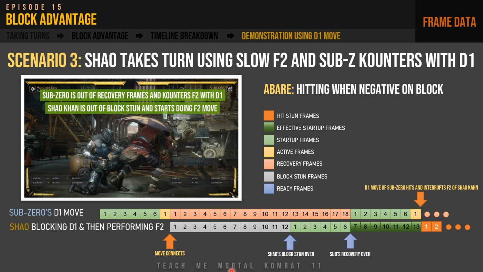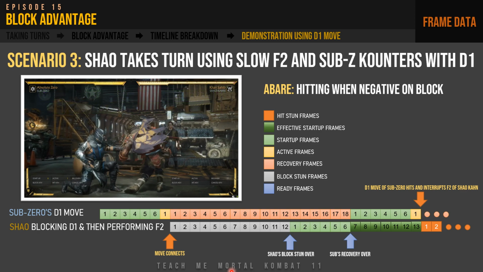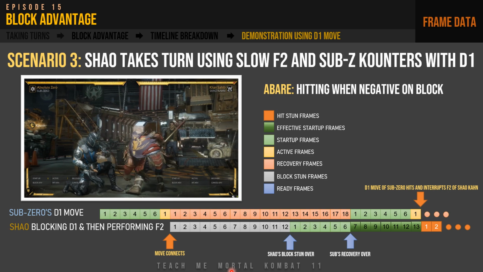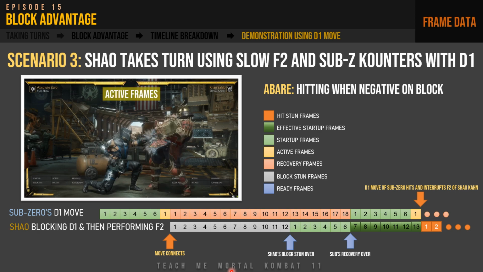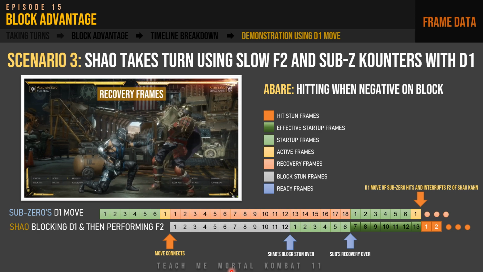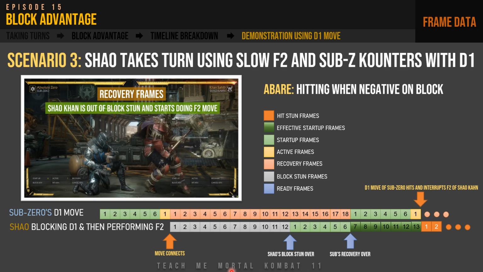These 3 scenarios provide us with the baseline to apply this concept of turns and being negative on block to almost any similar situation. That's it for today's episode. In the next one, we will be looking at the pushback on block, which is a very important concept which has to be taken into consideration along with the frame data.